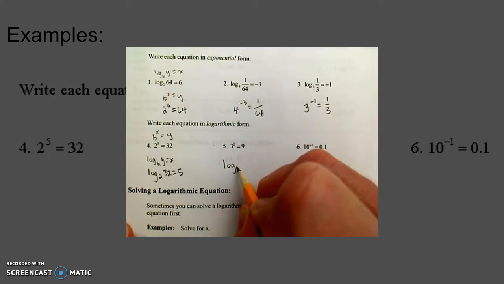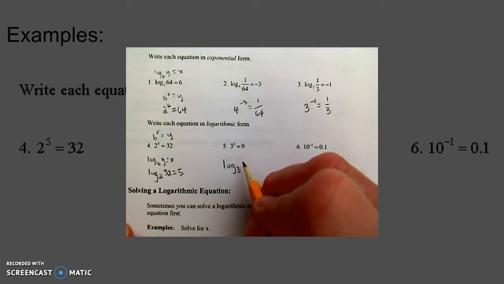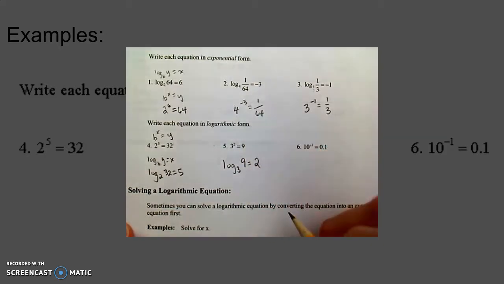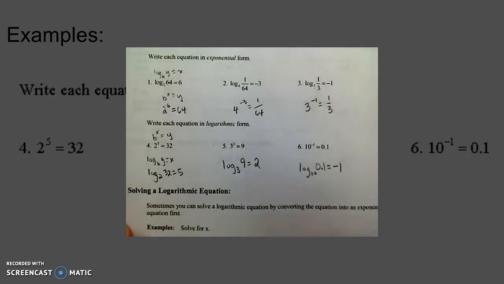Similarly, 3 squared equals 9. What's my base? It's 3, so that's going to be the base of the log expression. The value, and then the log is the exponent. Log base 3 of 9 equals 2. Here's a log in base 10. My log is my exponent, -1, and the value, 1/10.